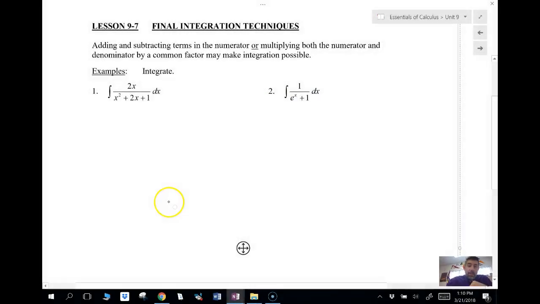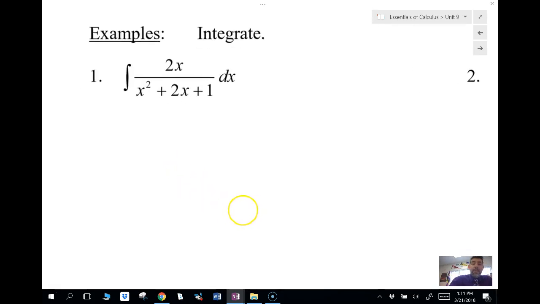So here we go. Let's suppose we're doing something like this, and sometimes we might want to add or subtract some terms from the numerator, or multiply both the numerator and denominator by the same common factor. Basically, if we're multiplying the numerator and denominator by the same thing, then we're just multiplying by 1. If we add and then subtract something in the numerator, we're basically just adding 0, which is okay. So we're not changing the function numerically. We're just changing it a little bit so that we can do the integration. Let's take a look at a couple of examples of these.